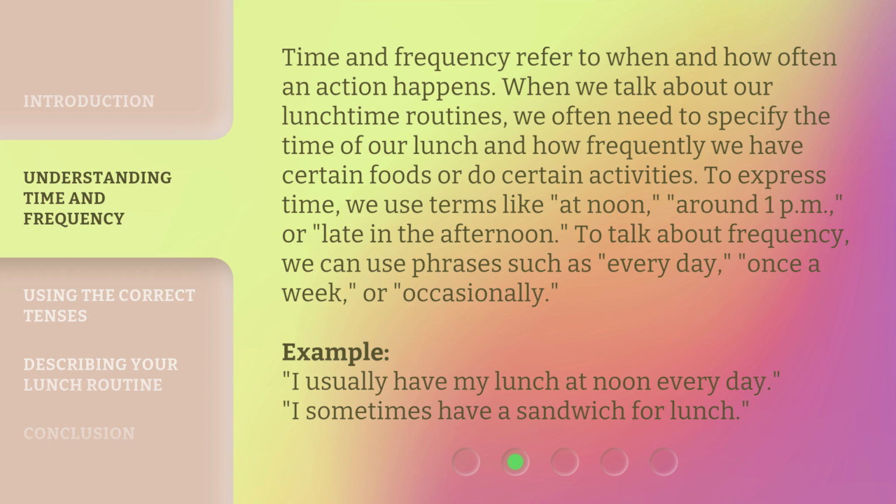To express time, we use terms like at noon, around 1 p.m., or late in the afternoon. To talk about frequency, we can use phrases such as every day, once a week, or occasionally. Example: I usually have my lunch at noon every day. I sometimes have a sandwich for lunch.